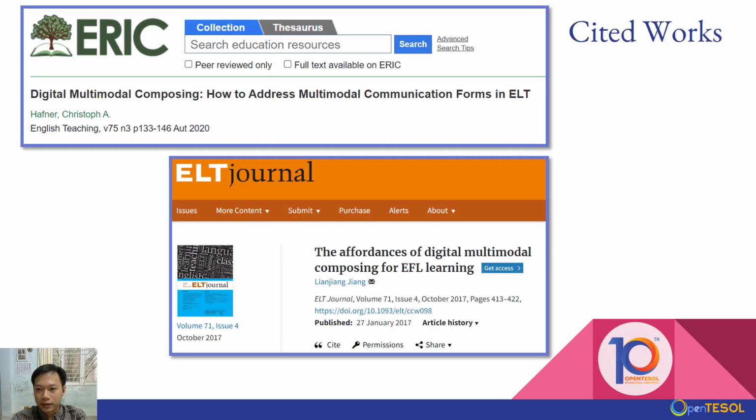My presentation heavily relies on the works by Professor Christoph Hefner entitled Digital Multimodal Composing, How to Address Multimodal Communication Forms in ELT. And also, my presentation draws on the work of Professor Jiang entitled The Affordances of Digital Multimodal Composing for EFL Learning.